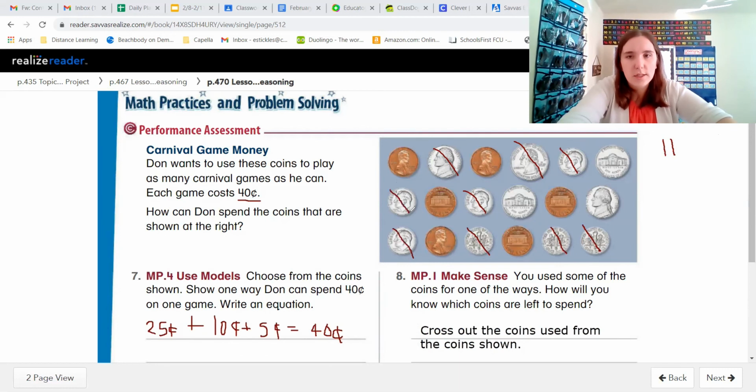10, 20, let's see, here's a nickel, 25, 30, 35, okay, I'm out of nickels, 36, 37, 38, 39, 40. That's another game. And then he only has 1 penny left. So that means altogether with his money, Don could play 3 games at the carnival.